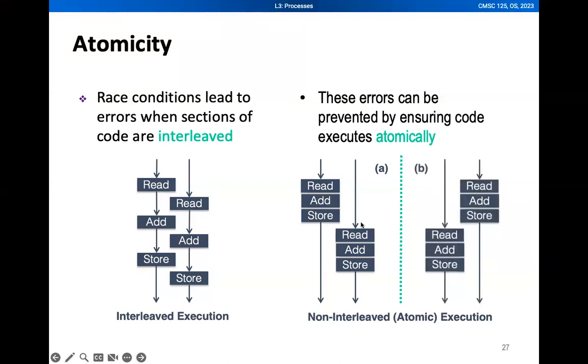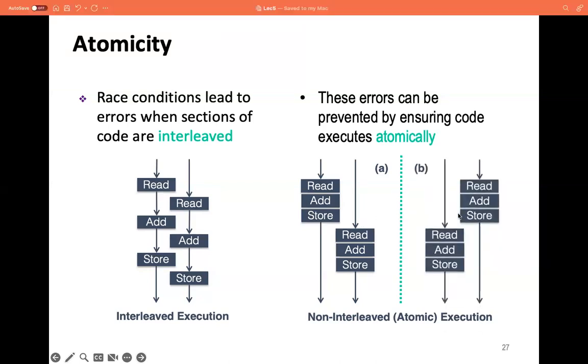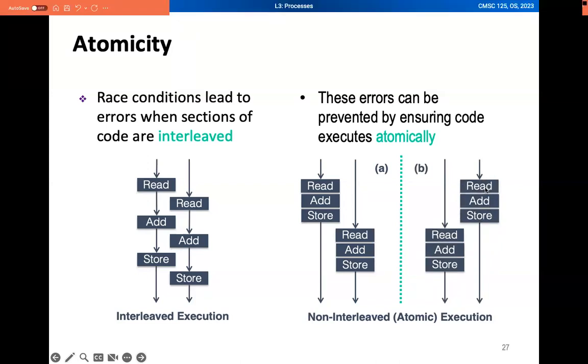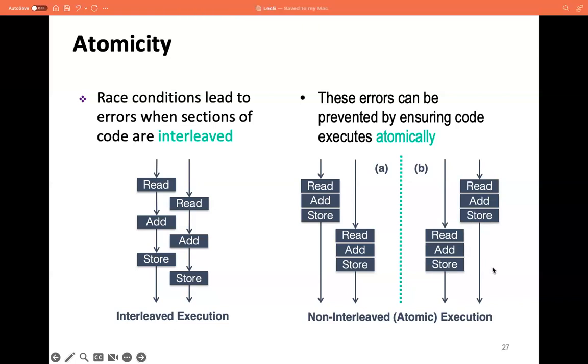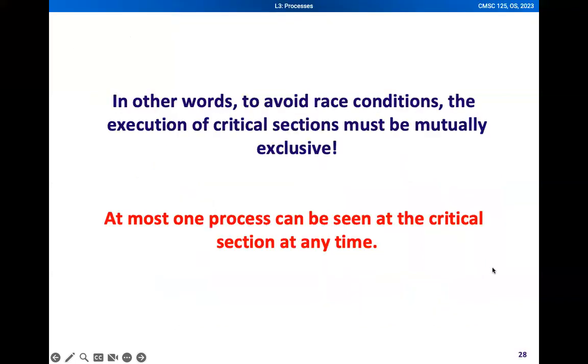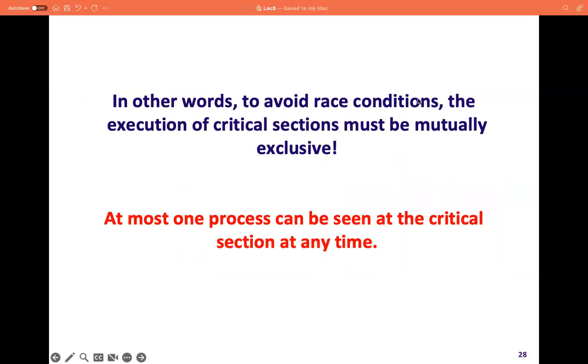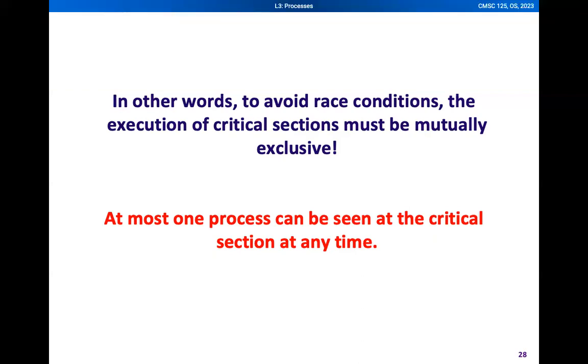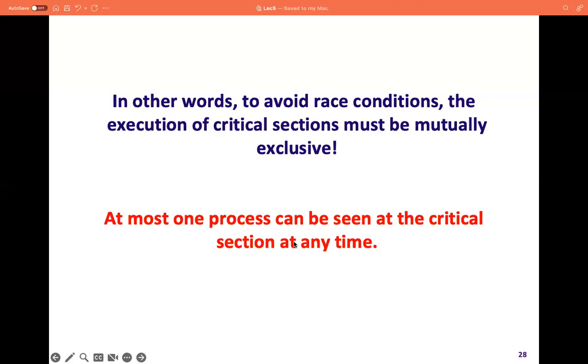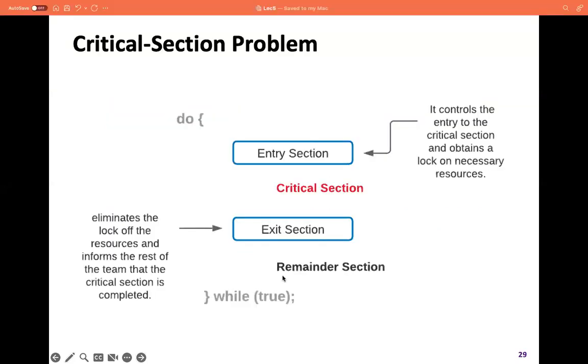Okay. Or this can also happen. If process P is the one that starts executing, then read, add, store, followed by read, add, store, etc. Okay. In other words, to avoid race conditions, the execution of critical sections must be mutually exclusive, or they cannot run at the same time. At most, one process can be seen in the critical section at any time. So this is how we can view it.